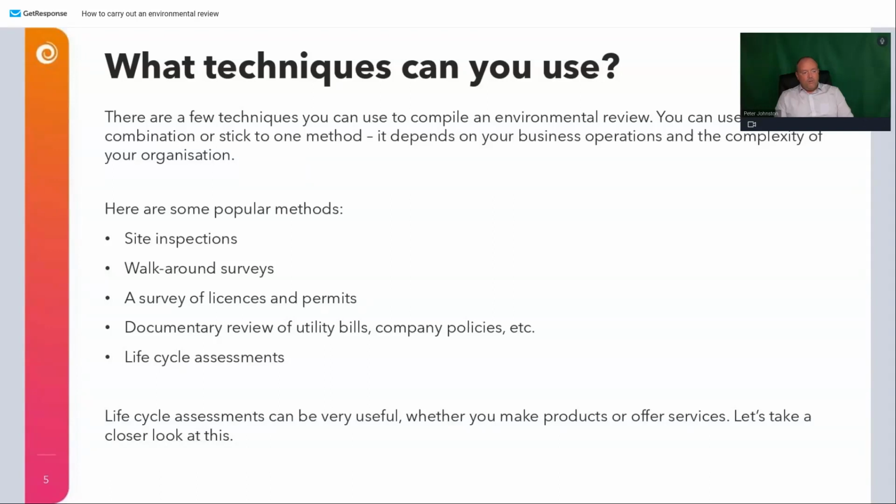Another thing is a document review. So a very long-winded way of saying, just check your utility bills. Start to have a look. You know, has your electric usage gone up considerably in the last 6 months or 12 months? Are there ways that you could reduce that electric or gas usage, your utilities? And life cycle assessments, and we'll look at them specifically now.